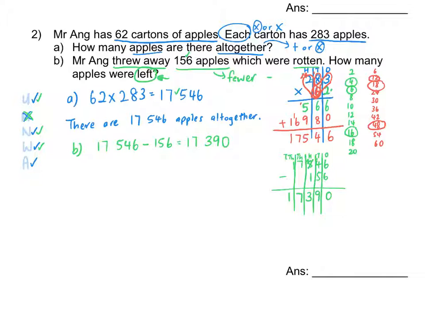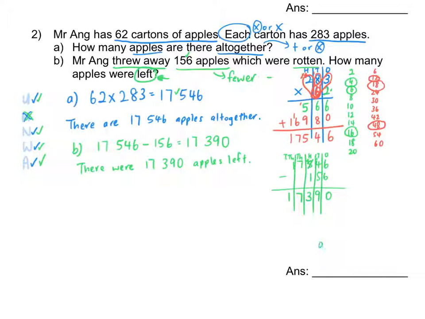Answer statement. How many apples were left? There were 17,390 apples left. Answer statement done. So let's label the answers.